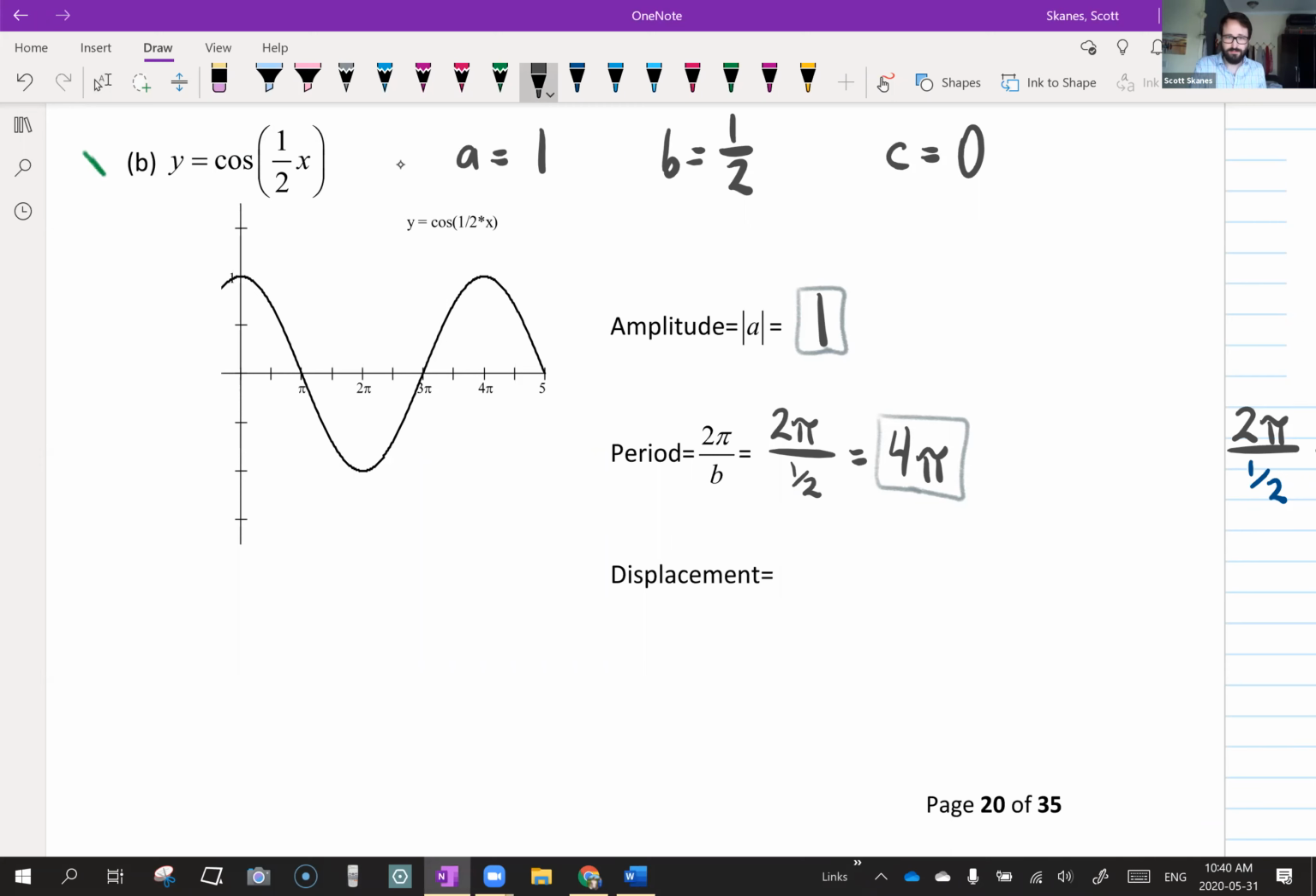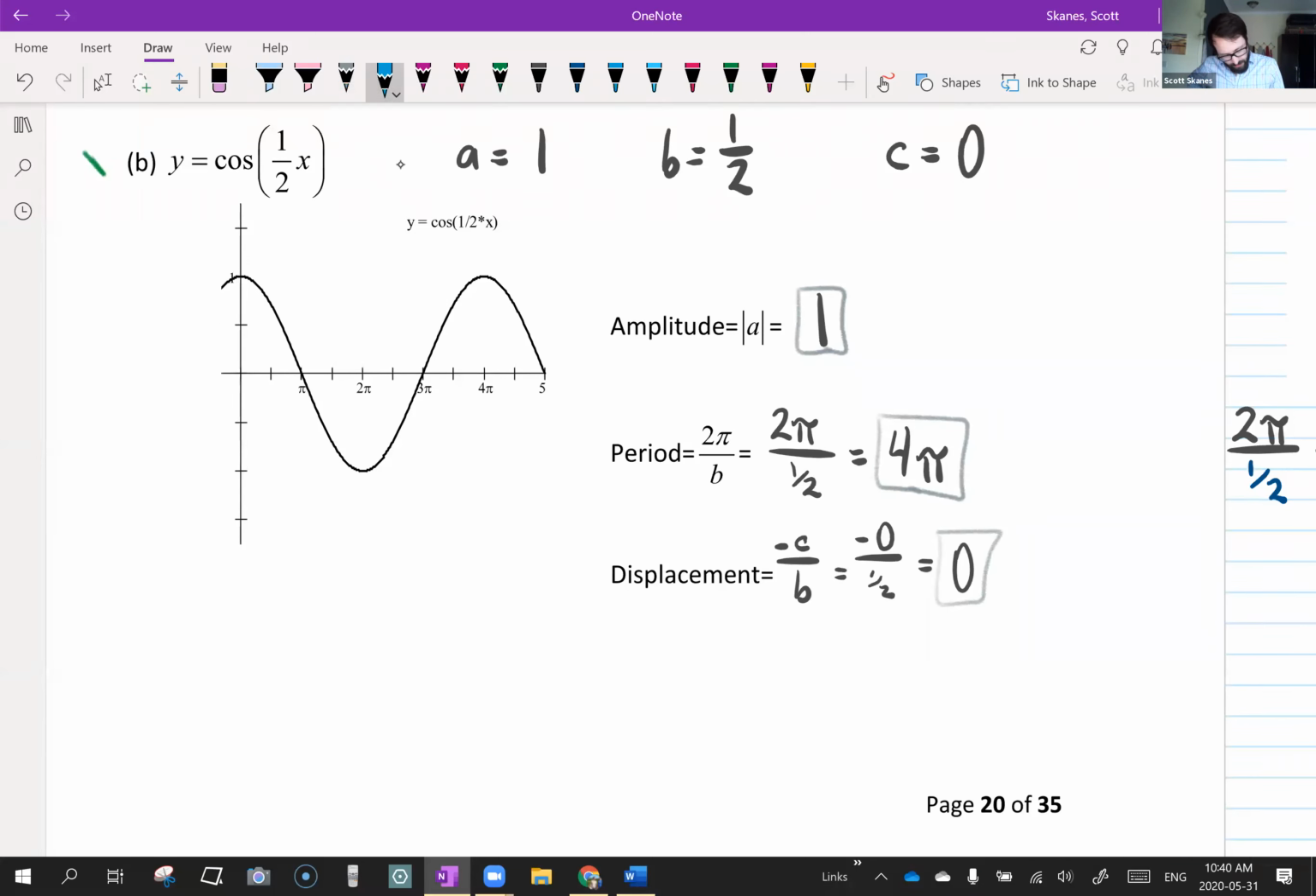Displacement, anyone get it? Are you all asleep? You with me? What's displacement? Negative c over b, that's our formula. Yep. I'll just go through the motions just to show you that it's definitely 0, but for the same reasons, 0. Does that match our graph?